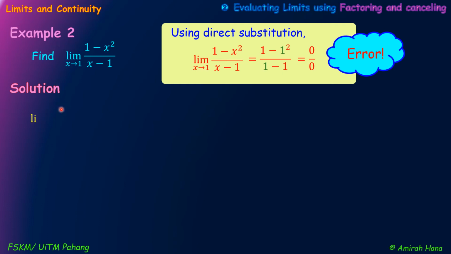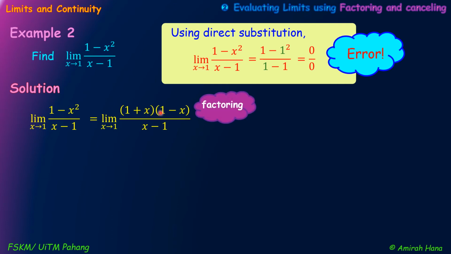So what we should do is write the limit as x goes to 1 of (1 minus x squared) over (x minus 1) equals the limit as x goes to 1 of (1 plus x) times (1 minus x) over (x minus 1). From this quadratic expression, we need to factorize, so we get this. Now we are under the factoring and cancelling method, so after that, we cancel.